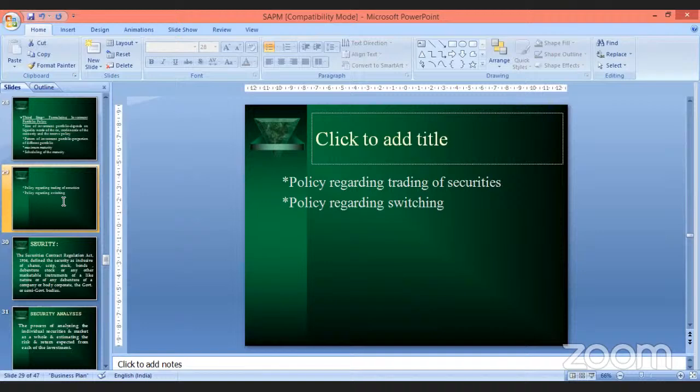Another query. If you kindly explain briefly, what is a repo financial investment? In one of your previous slides, there was a mention of repo as a financial investment instrument. Yes, that is the repurchase rate. Repo rate is fixed by RBI. Repo means the rate at which the central bank lends to the commercial banks, and the reverse is known as reverse repo.